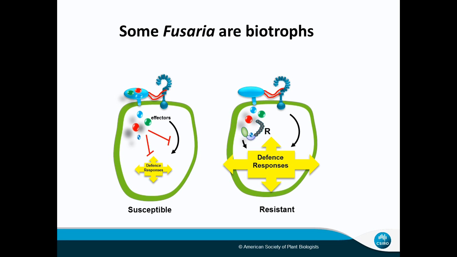Obviously, when the plant senses the pathogen, it activates a defense response, as you can see here. But the effector molecules released by the invading pathogens can suppress these defense responses, and then you get a susceptible interaction. You get disease. But if the plant has an R gene that can recognize some of these pathogen-released molecules, then it triggers a stronger defense response as compared to the weaker one here, and you get resistance. So some Fusarium pathogens can act as biotrophs.